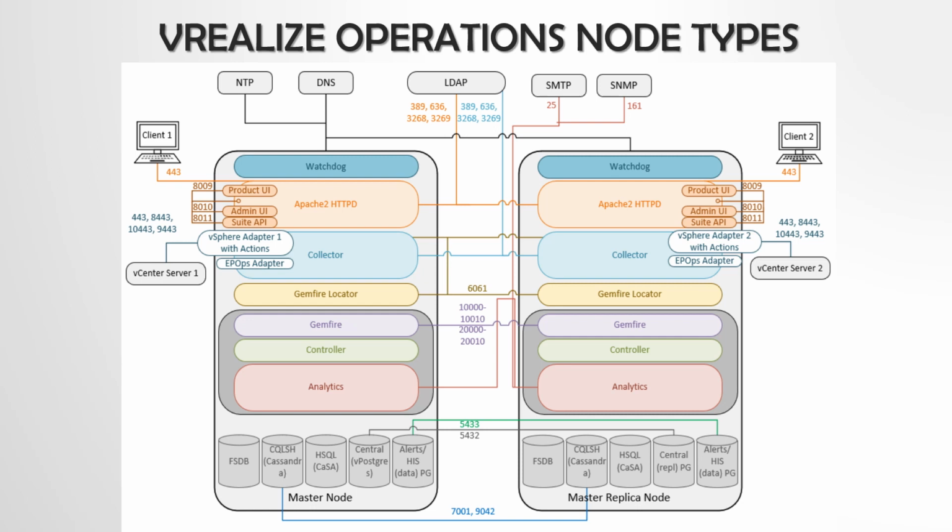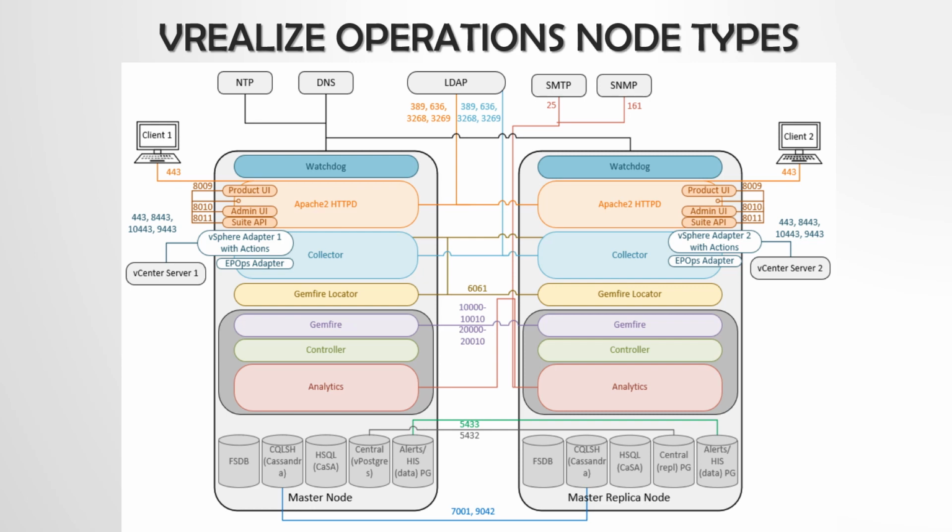Now let's move on to the next service, that is the GEMFIRE locator. Now this service is present only on master and master replica. Plus its function is to tell the vROPs nodes where the running cluster members are located. Plus it provides load balancing of all the queries.